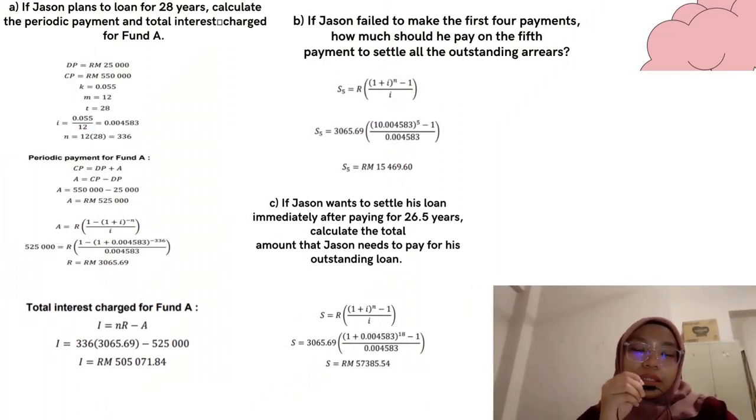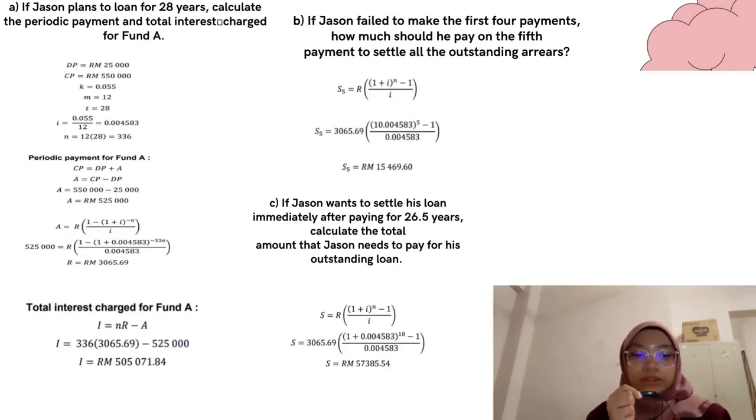We can get i from K over M, which is 0.055 over 12, which gives 0.004583. For N, we can get it from M multiplied by T, which is 12 multiplied by 28, equals 336. Since the question wants us to find the periodic payment, we will use the formula CP equals DP plus A, and then we can change it into A equals CP minus DP.